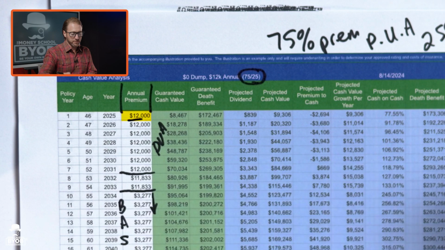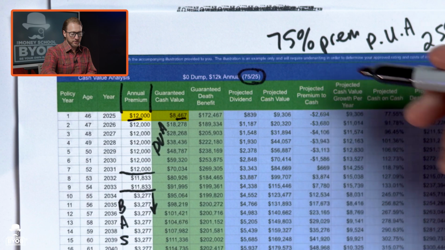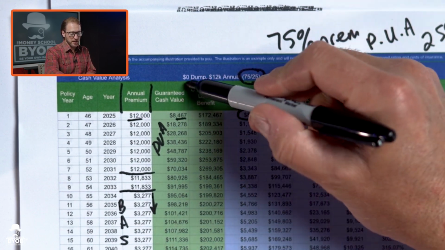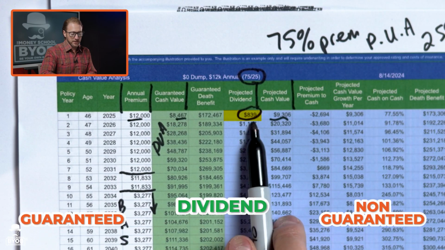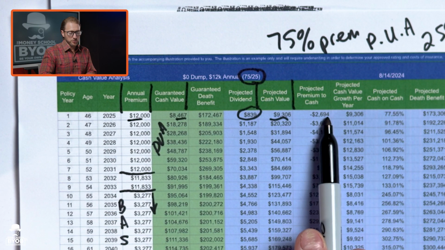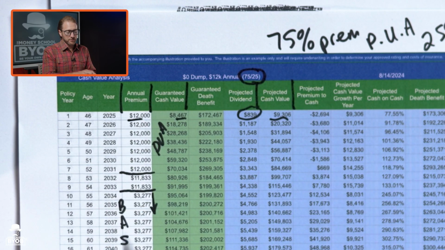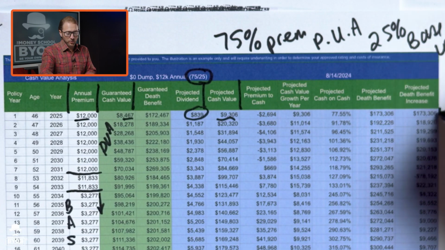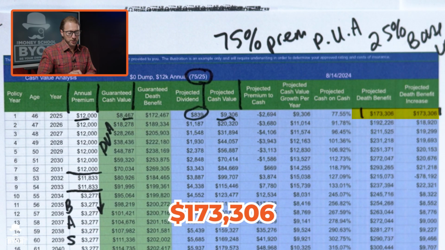In this one, you put $12,000 in, guaranteed cash value at the end of year one is $84.67, and over here, projected cash value with the dividend. So the only difference between guaranteed and non-guaranteed, and we'll get into this in a second, is the dividend. So the difference between this number and that number is simply the dividend. Then what we're going to do is show you projected premium to cash. Of the premium deposit you put in, of the $12,000, how much are you giving up to provide this death benefit over here? So you see we got a death benefit of $173,306 for this particular example.